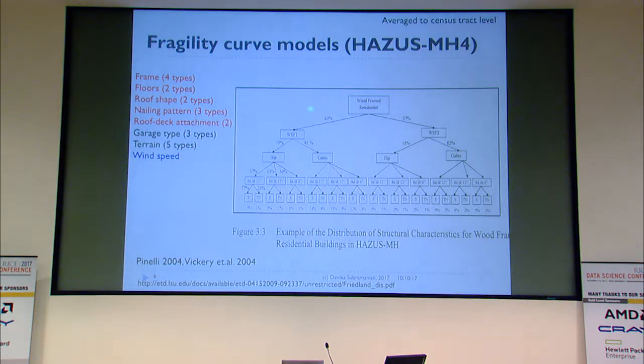The structure of the model is a decision tree where you look at, is the home wood framed? Most homes in our area are wood framed. There are separate decision trees for buildings not built out of wood frames, but I'll show you the most common one. Then we look at whether it's a 1 or a 2-story home, the shape of the roof, whether it's hip or gable, the nailing patterns on the roof tiles, and then finally, whether the roof is actually strapped on to the structure, or whether it's nailed.